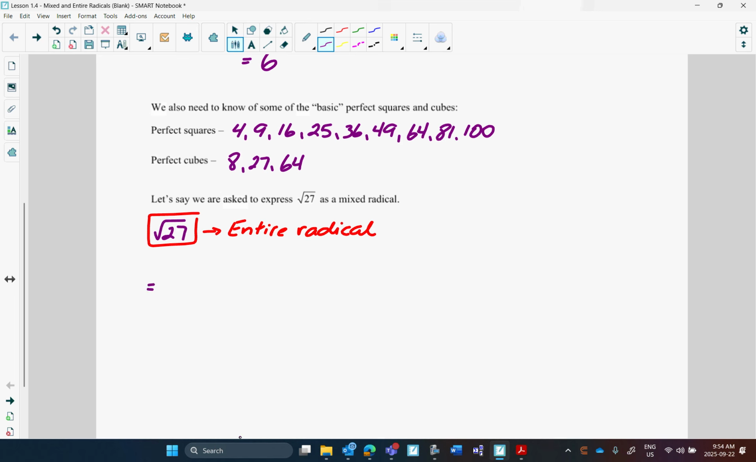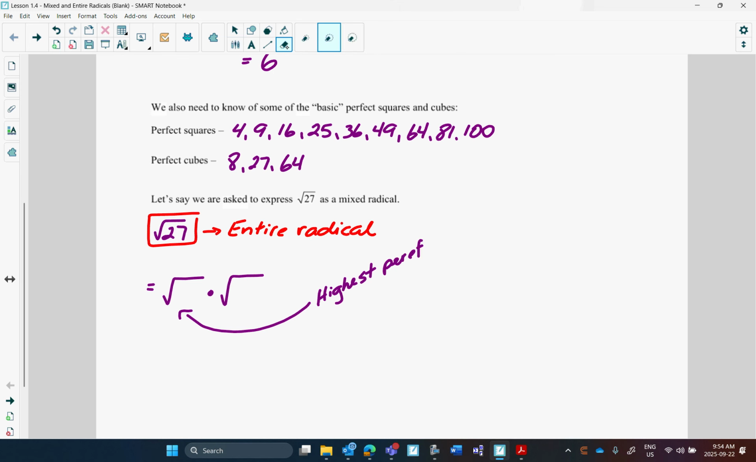First of all, I can take this and break it down into 2 square roots that are getting multiplied, where this number here is the highest perfect square, can't spell, highest perfect square into 27.